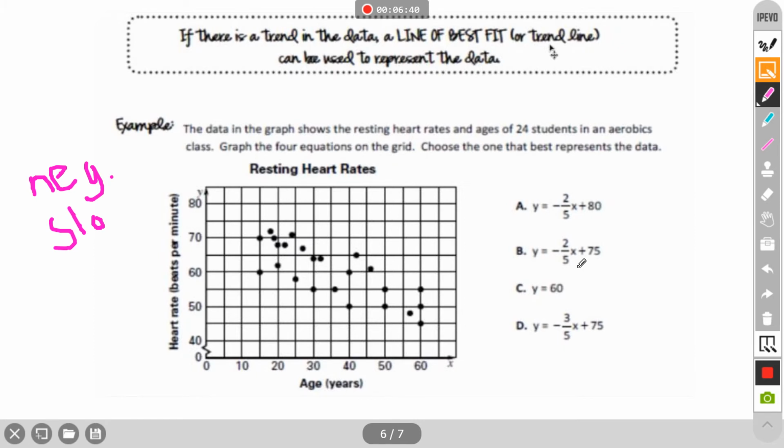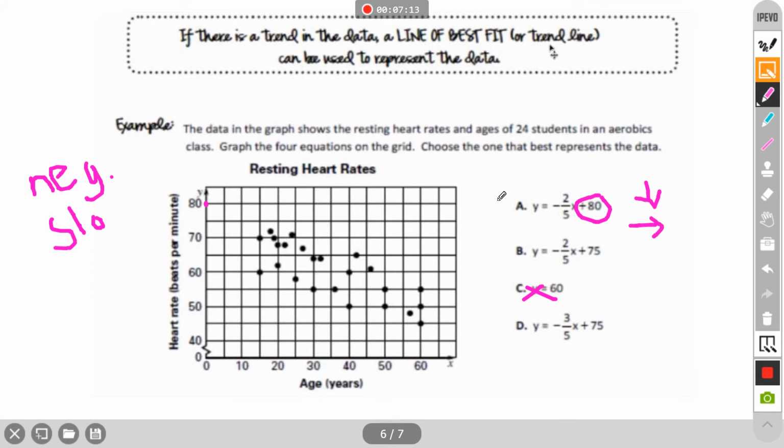So the next thing I want to do is check each of these lines. The first one says that I have a y-intercept at a positive 80. So what I want to do is plot a point at positive 80, and then plot a couple of other points using that slope. Now the slope says it's negative 2 over 5. That means I'm going to go down 2, and I'm going to go to the right 5. Down 2 and to the right 5.